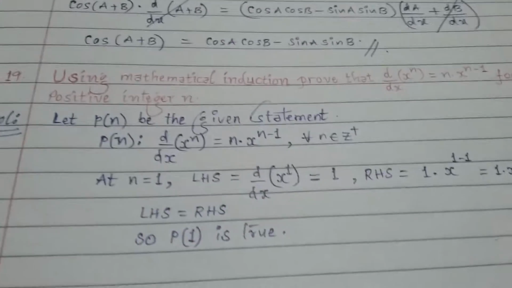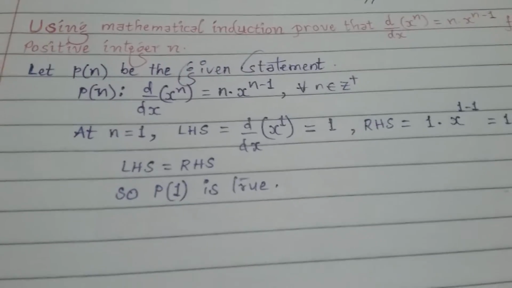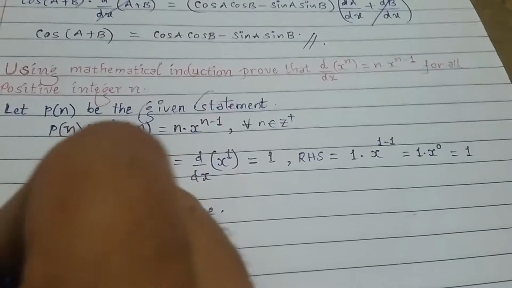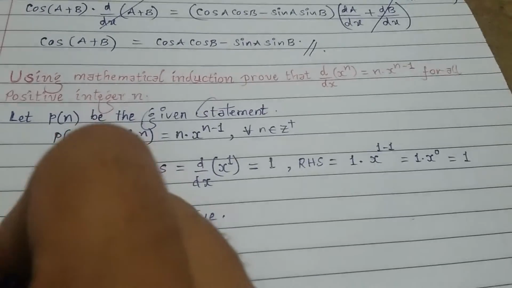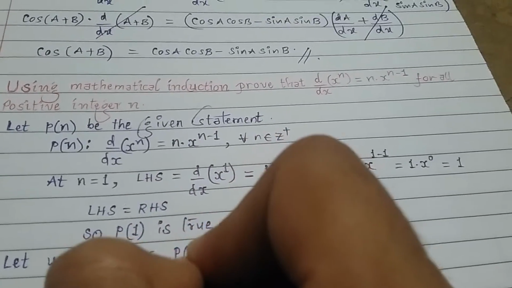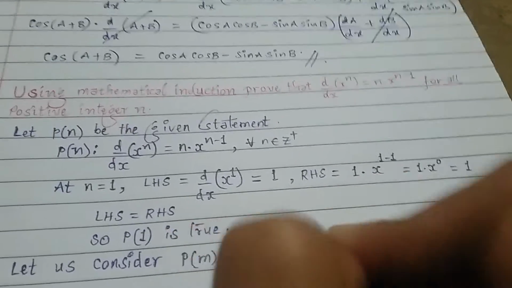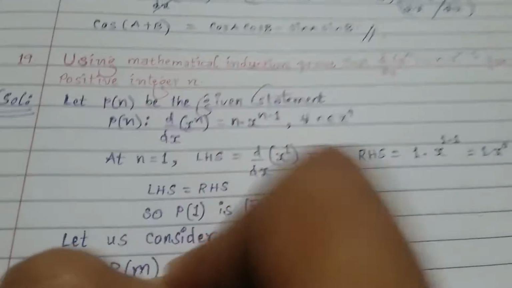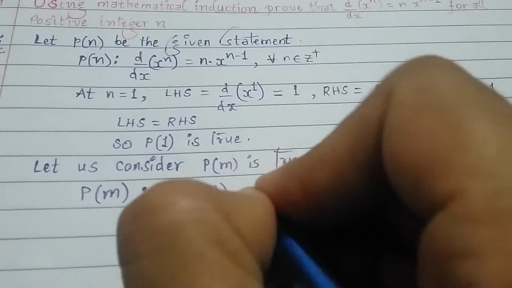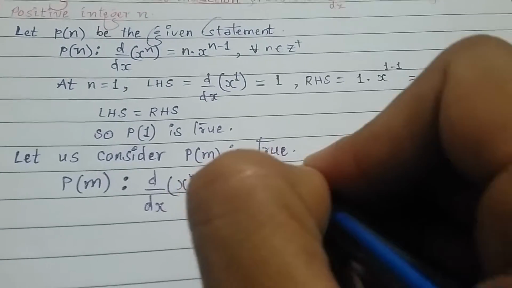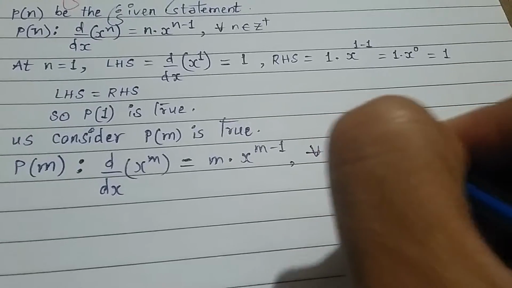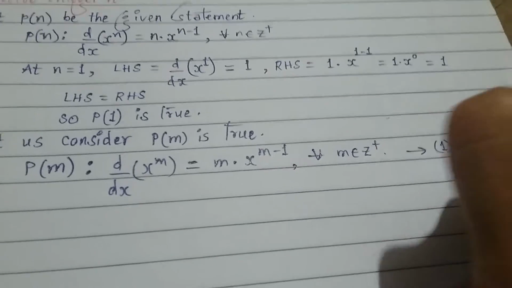Next one, after proving it for n equal to 1, we used to consider P of m is also true. So let us take that one. Let us consider P of m is true. So P of m becomes d by dx of x power m is equal to m into x power m minus 1 for all m belongs to Z plus. Let us take this as 1.